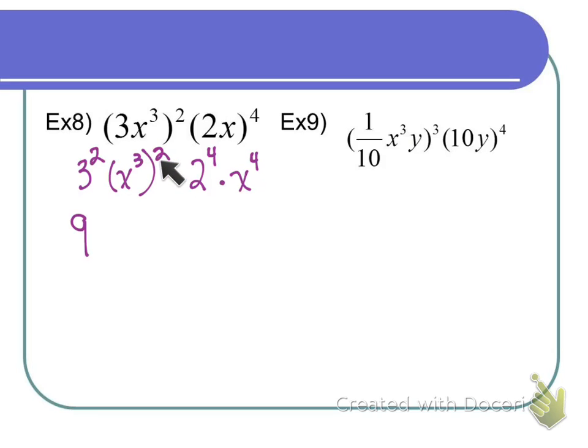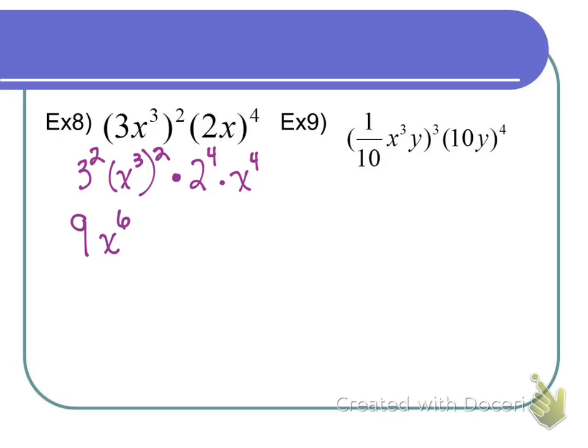This next term, x to the 3rd squared? What do I do with those exponents? Multiply them, so 3 times 2. All right, so we can replace the x cubed squared with x to the 6th. The power to a power, we multiply them.